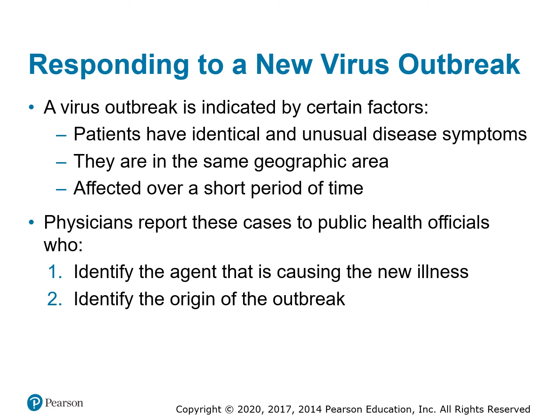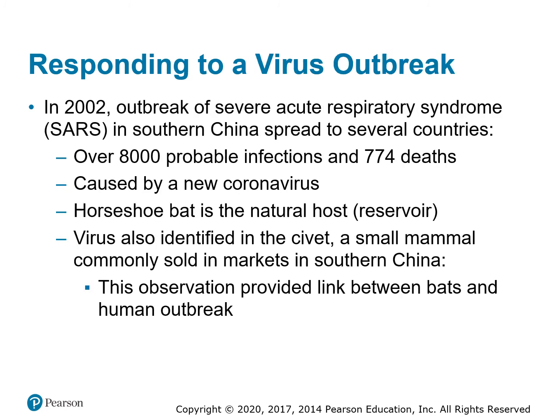When it comes to responding to a new virus, there are a lot of things that have to be taken into account. So you see a pattern here: patients have the same and unusual symptoms within the same place and within a short period of time. The physicians treating these cases report them to public health officials and organizations responsible for tracing things like epidemics and pandemics. They have to identify the agent and the origin of the outbreak, looking for patient zero.